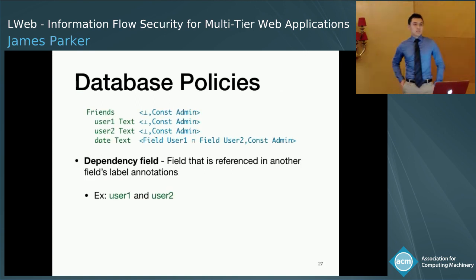We define a dependency field as a field that is referenced by another field's label annotation. So for example, in the date label annotation, you see user1 and user2. So this means that user1 and user2 are dependency fields.